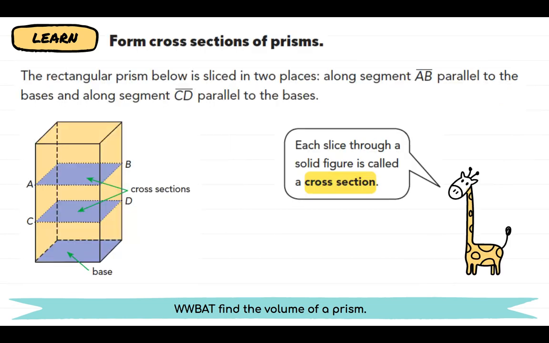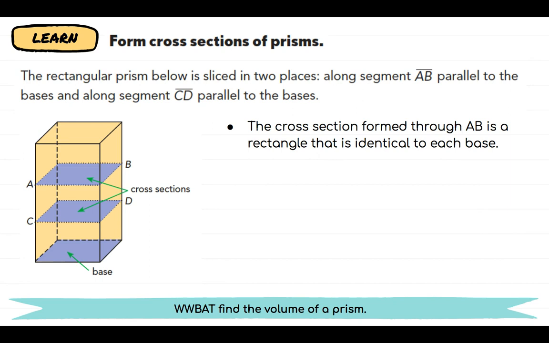Let's look at the first learn. Today we're forming cross sections of prisms. This rectangular prism is sliced in two places. When I say slice, just think of a knife cutting through it. This prism has been cut along segment AB, parallel to the base, and along segment CD, also parallel to the bases. Any slice through a solid figure is called a cross section.